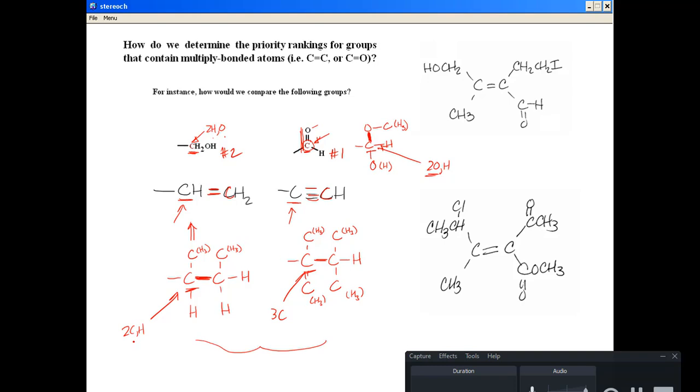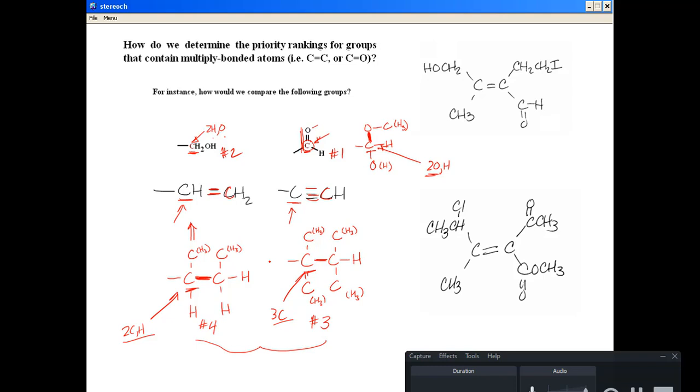So now I'm going to compare 2 C's and an H versus 3 C's. Who wins? Well, basically it's 1 C versus an H. This would be the number 3 priority group, and then this would be dead last at 4.